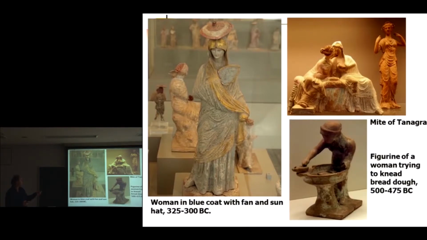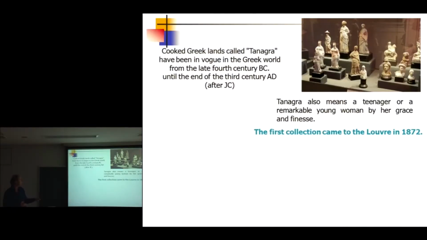So for instance, this is a beautiful Tanagra statue. The name is Woman in a Blue Coat with Fan and Sun, you see, very, very beautiful. There is another one here. And this is, for instance, a figurine of a woman trying. This is a figurine of a woman also. So this is some example of this thing. Tanagra means teenager, a remarkable young woman with grace and finesse.